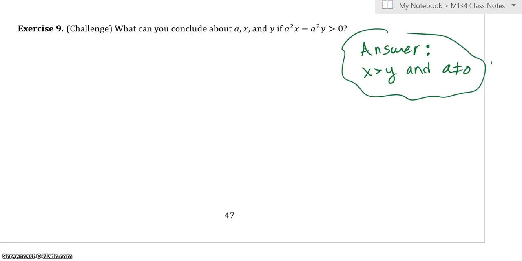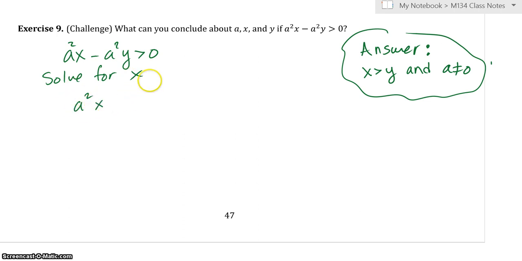How did I get that? Well, let's go ahead and solve this. What I'm going to do is take my equation and solve for x. If I do that, I'm going to add ay to both sides. So that would put this over here. And then I'm going to solve for x. I'm going to divide both sides by a squared. I cannot divide both sides by a squared if a is 0. So that's how I got that part. And then the a's cancel. So that's really all you needed for a.